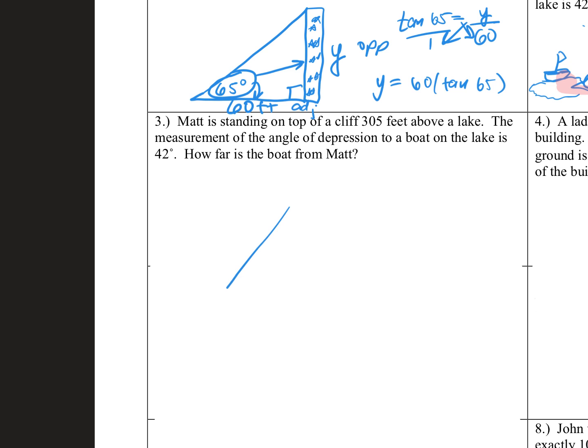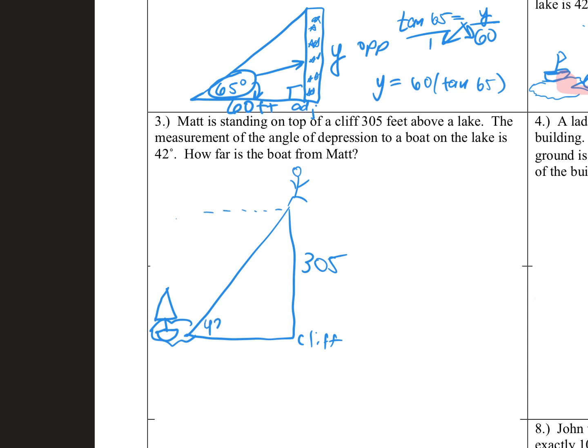Here is the exact same question. I still have Matt still standing on a cliff. The cliff is here. Here's my lake and my boat. Oh, we changed boats. How high is the cliff that Matt's standing on? It's still 305 feet. The angle of depression, which is the same as the angle of elevation down here, is still 42. But now the question says, what? How far is Matt from what? The boat. So now what are they asking for? The hypotenuse. They're asking for, we'll call it C, the hypotenuse.